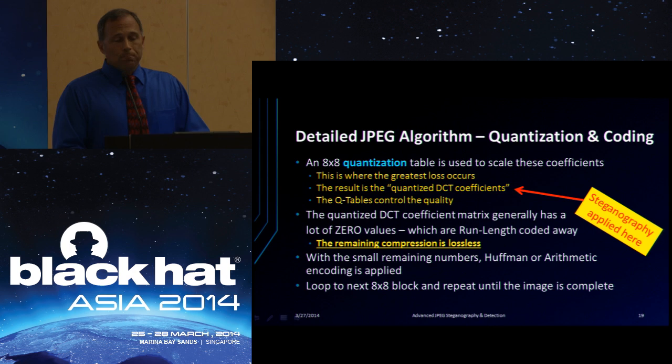Now, from there on, after you get the quantized DCT coefficients, the compression is lossless. So whatever you change those coefficients to, the run length encoding and the Huffman coding, that gets saved to disk. Those changes are saved to disk. They're not compressed away anymore because there's no loss in those processes.